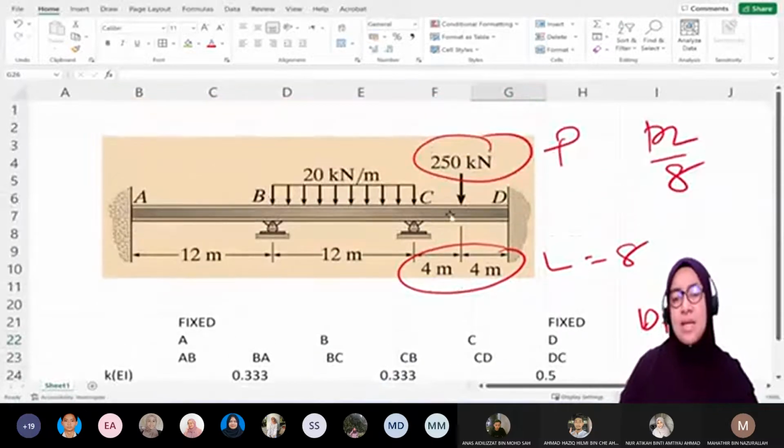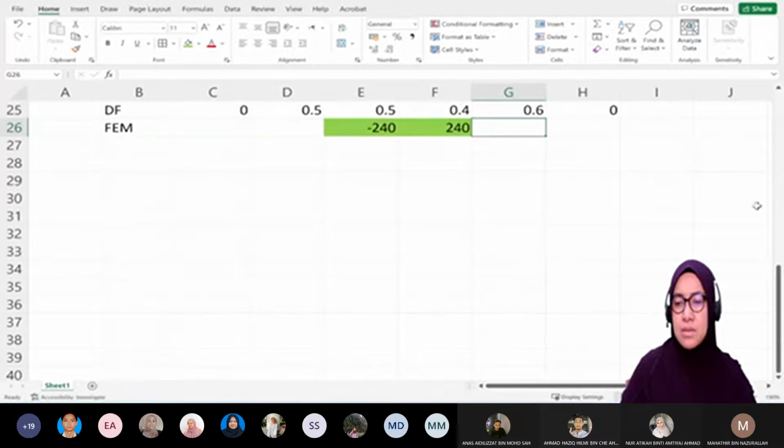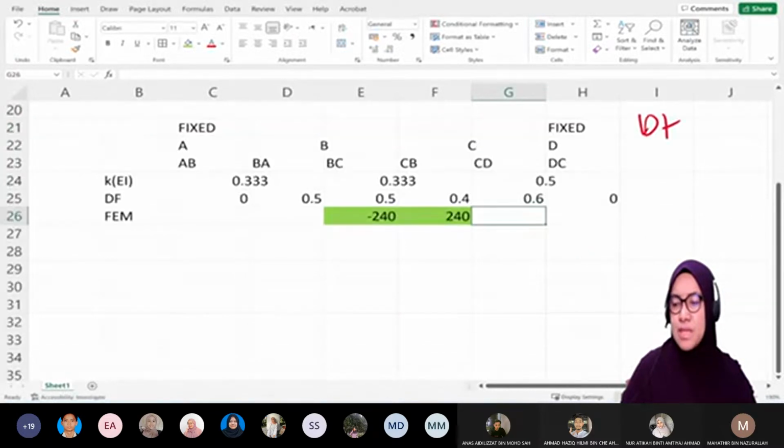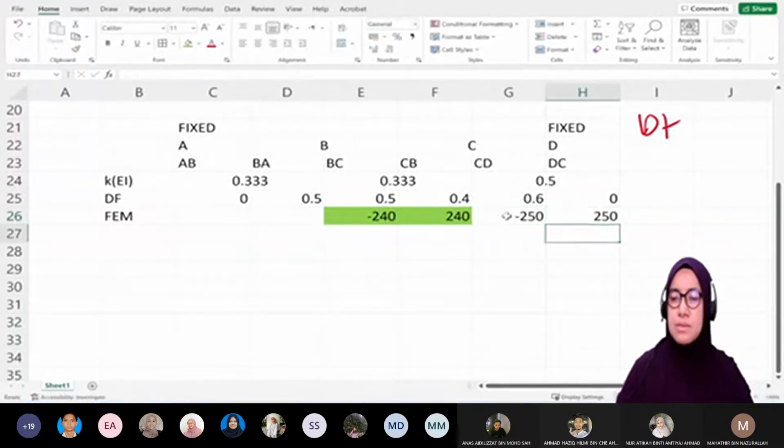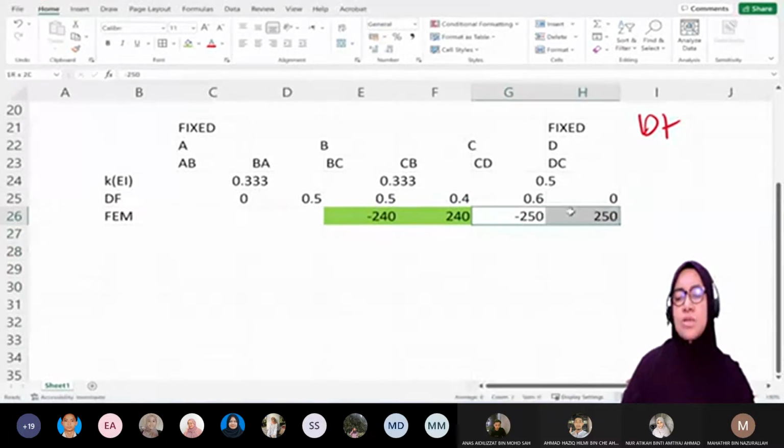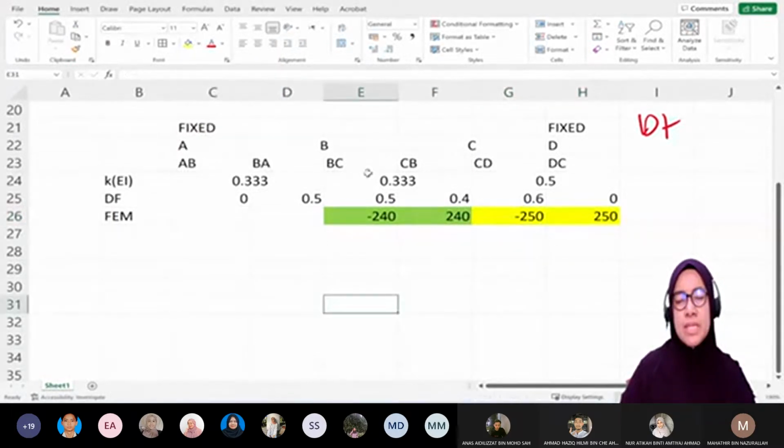Okay, so dekat CD, again dekat CD ada point load. Point load at the center. So refer to the formula. Point load at the center, formula for fixed end moment is PL over 8. PL over 8 ni equivalent to 250 sebab length dia pun 8 meter, so we get negative 250 and 250. Okay, so this is fixed end moment for member CD.